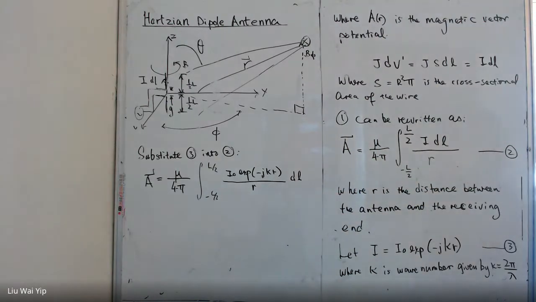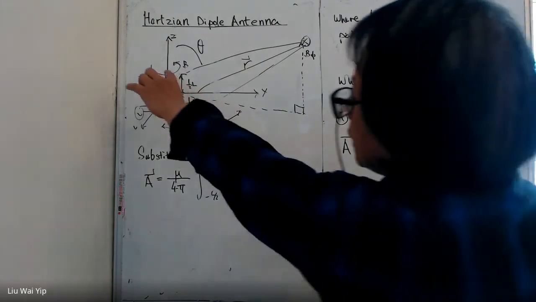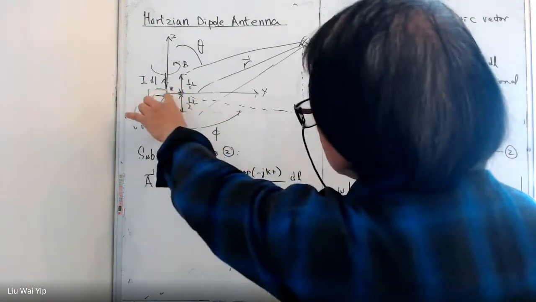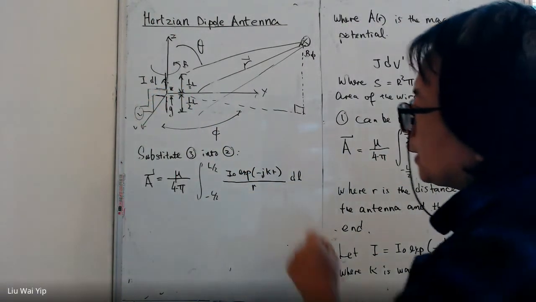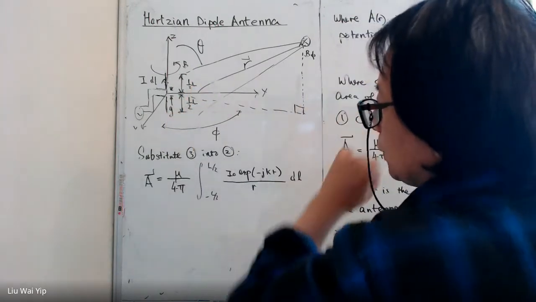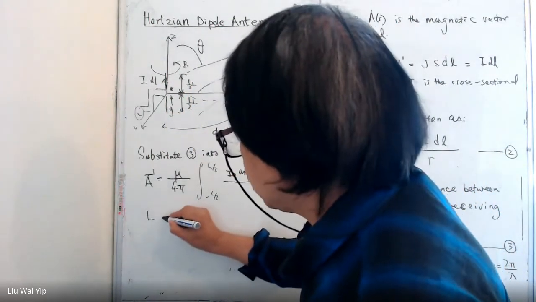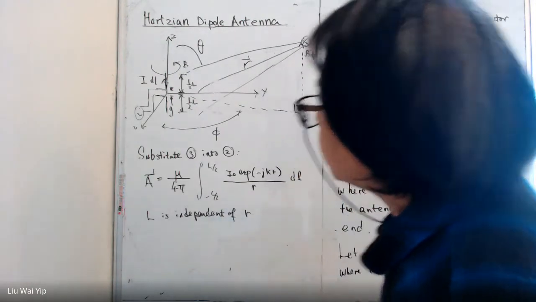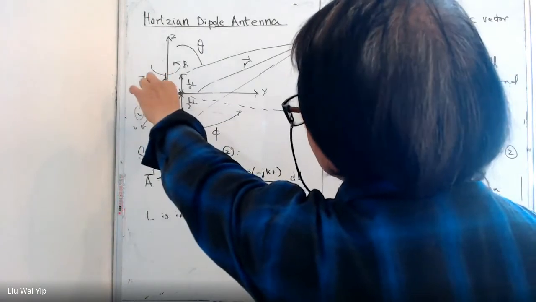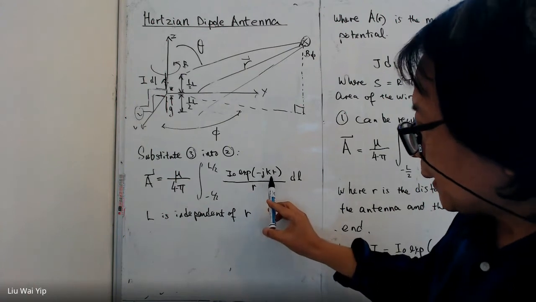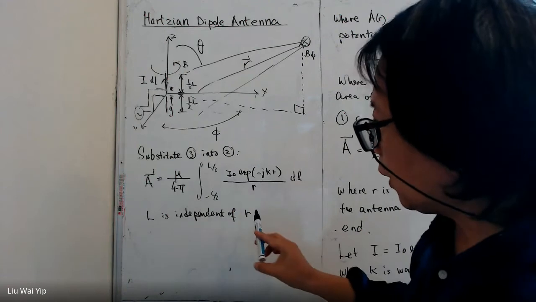Based on our original assumption, the Hertzian antenna is an extremely small unit, infinitesimally small compared to the wavelength. In this case, the length here will be independent of the radius R. So L is independent of R. It doesn't matter what kind of length you have here, the radiation field at the far end will not be significantly changed. So in other words, R here has nothing to do with L, then you can just move the whole expression out.